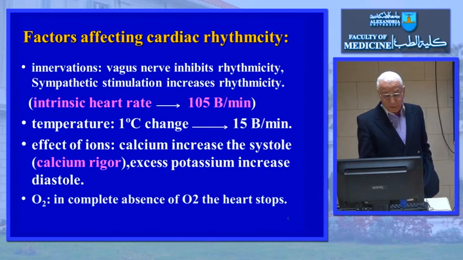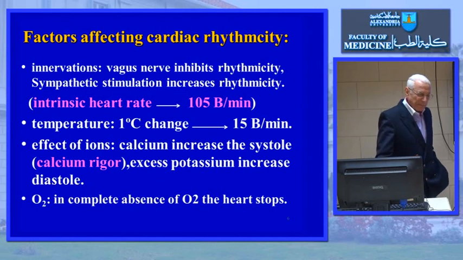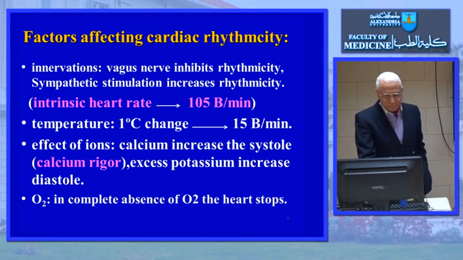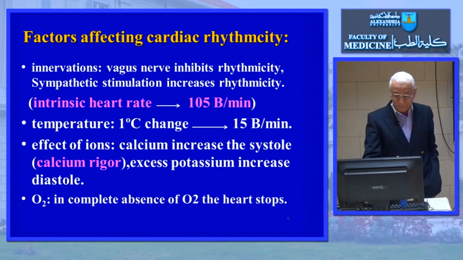Oxygen supply. In complete absence of oxygen, the heart stops. Why? Because we have two metabolic pathways. Cardiac muscle carries out its metabolic process through the aerobic pathway, and it needs oxygen. No oxygen, no energy comes out. Regarding skeletal muscle, it can perform contraction in the absence of oxygen, creating what is known as oxygen debt, paid later, because it goes through the anaerobic metabolic pathway.